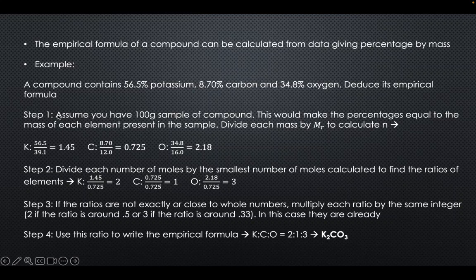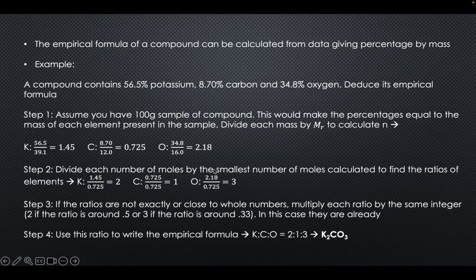Deduce its empirical formula. So the first step is that we're going to assume we have 100 grams of this compound, because that would make the percentages equal to the mass of each element present in the sample. So as we can see, if we assume we've got 100 grams of sample, then we're going to have 56.5 grams of potassium, 8.7 grams of carbon, and 34.8 grams of oxygen. Okay. Then we want to work out the number of moles, so we're going to divide each mass by the Ar. Okay, and this gives us our number of moles.